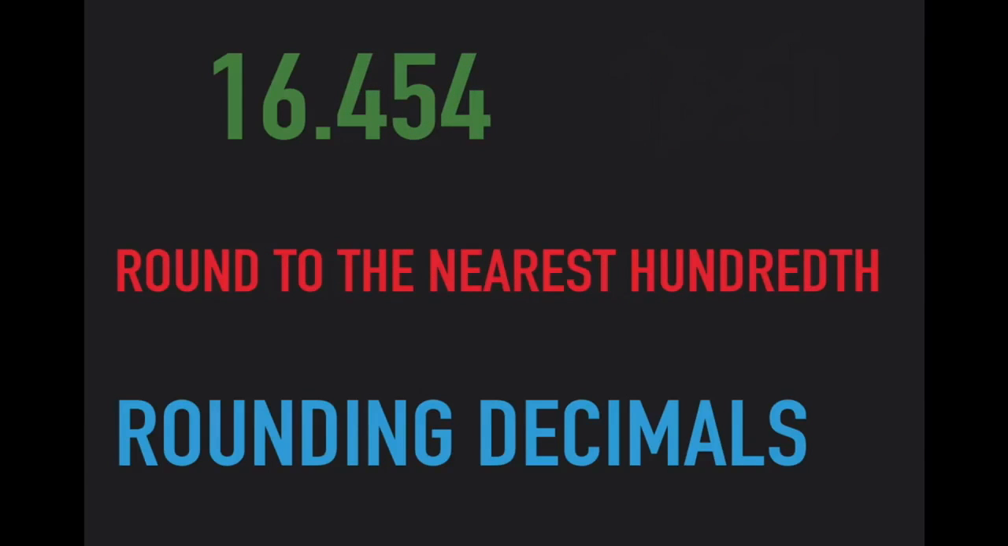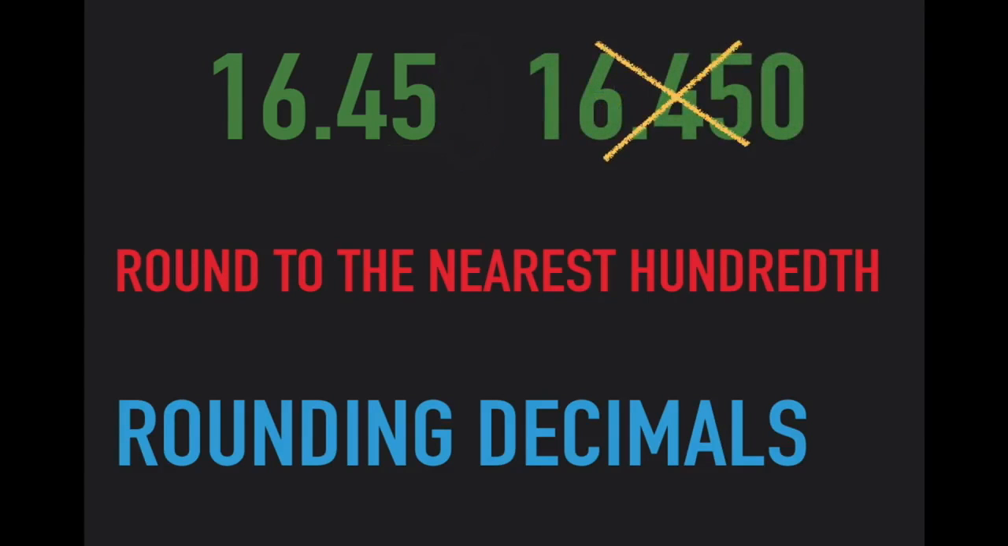Rounding to the nearest hundredth. So I underline the 5 this time. It's in the hundredth column. And I evaluate the 4. The 4 is, of course, in the rounding down category. So that means that 5 is not going to change. It's going to be 16.45, and I would not write 16.450.